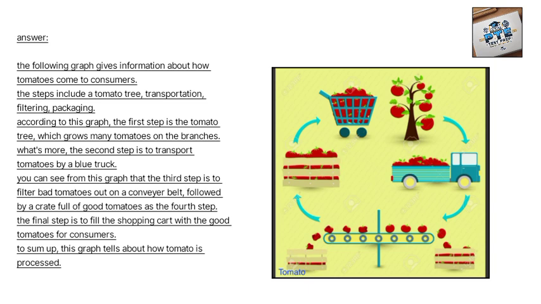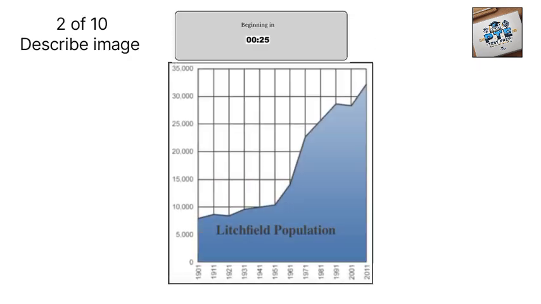You can see from this graph that the third step is to filter bad tomatoes out on a conveyor belt, followed by a crate full of good tomatoes as the fourth step. The final step is to fill the shopping cart with the good tomatoes for consumers. To sum up, this graph tells about how tomato is processed.